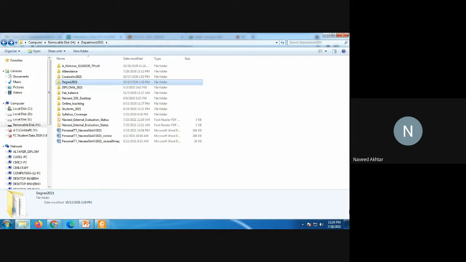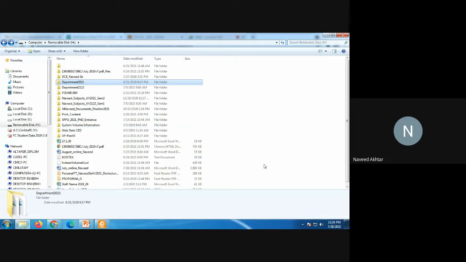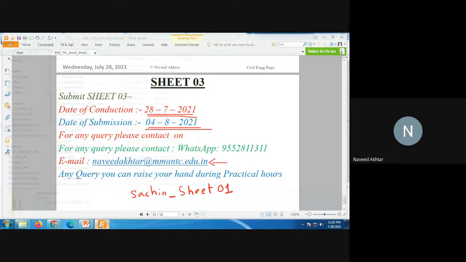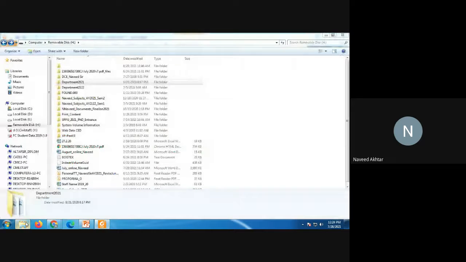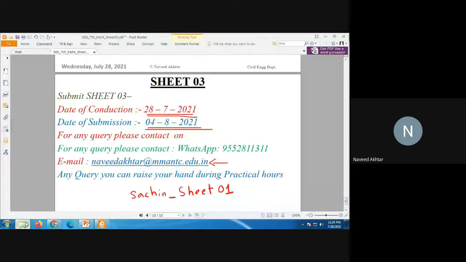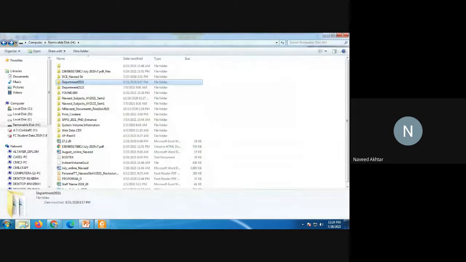Your attendance will be online and I will share it with the principal sir and HOD sir. So attendance is visible to all so that you will join all the lectures regularly. Otherwise, your attendance will be seen by the whole staff.